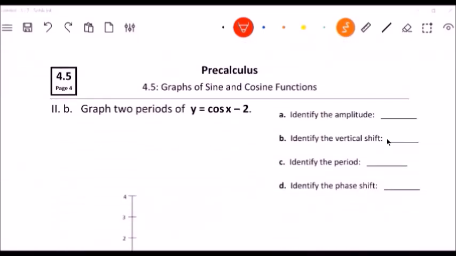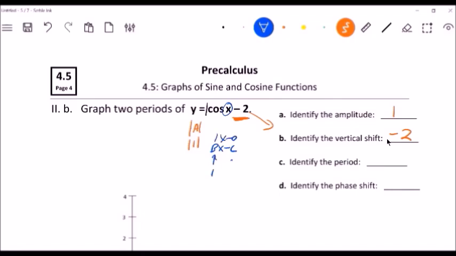Now we're going to graph cosine x again, but this time with a -2, which means we have a vertical shift here. So we have a vertical shift of -2. There's only a 1 there in front of it, so the amplitude is a 1 because the absolute value of a, or the absolute value of 1, is 1. And here again, it's just x. So bx minus c, and b is 1, because that's 1x minus 0. So c is equal to 0. So 2 pi over 1, and so it's 2 pi. And c over b, or 0 over 1, which is 0.